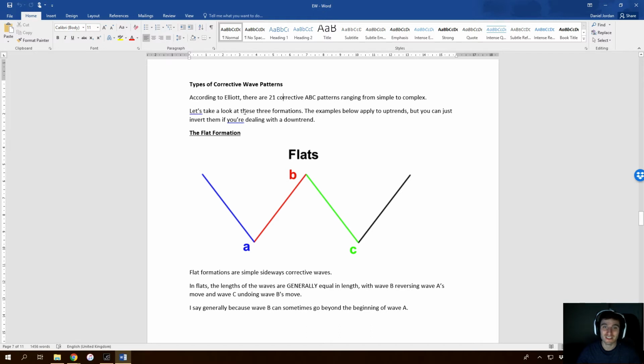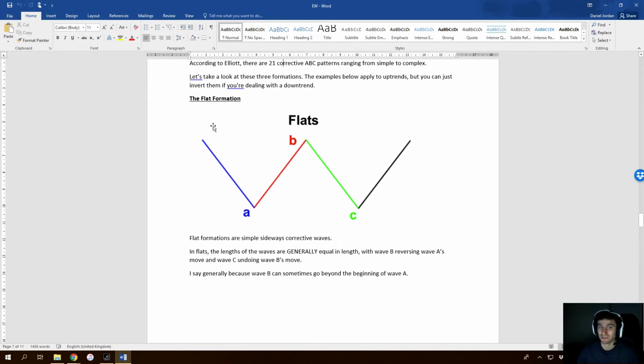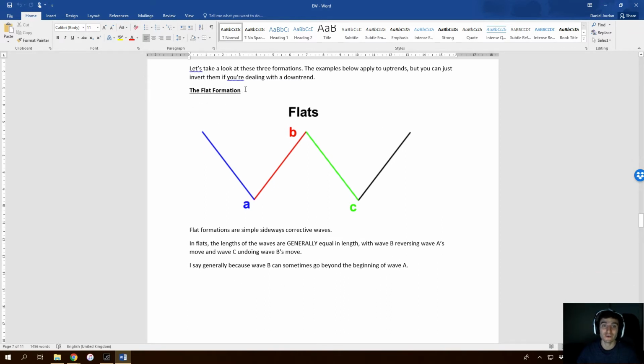So let's take a look at these three formations. There are obviously 21 in total. I'm going to be going over the three formations that you're going to see the most, okay? The examples below apply to an uptrend, but you can invert them if you're dealing with a downtrend. Okay, so formation number one, the flat formation.